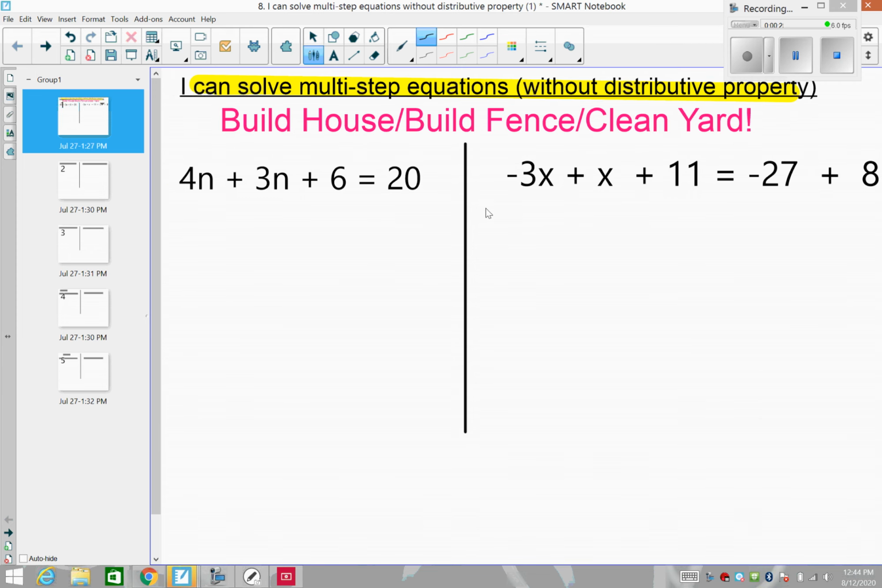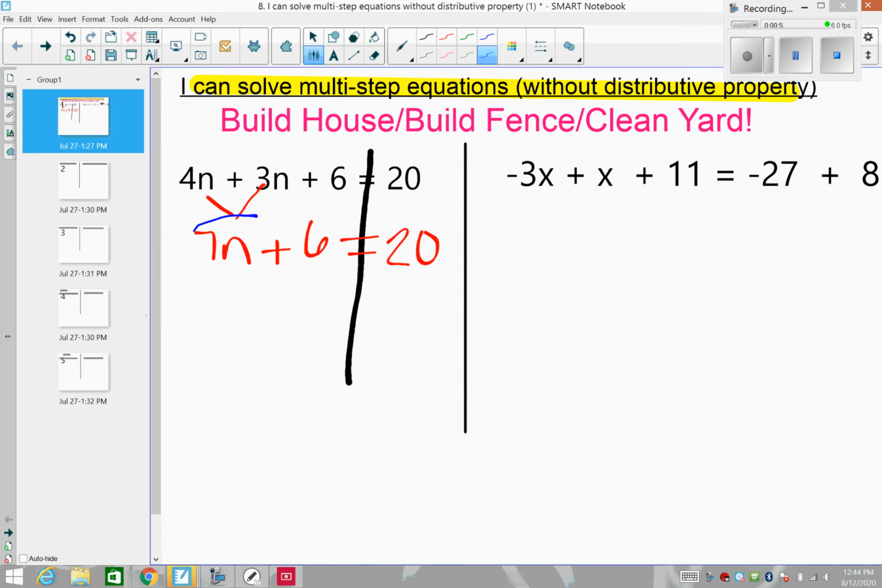Okay, so here we go. We have an equation because you can see that there's an equal sign, and we have an expression on the left, an expression on the right. So we're going to combine like terms here, which gives us 7n plus 6 equals 20. Now you can build some variable boxes there, but that's not super hard since it's all positive. On the left hand side, we cannot combine 7n and 6. So we're going to build house, build fence, clean yard, clean yard.